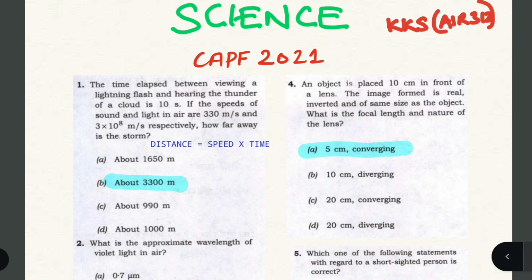So this question has been asked several times. The time lapse between viewing a lightning flash and hearing the thunder of a cloud is 10 seconds. So how far away the storm is? Here we will use the concept of distance is equal to speed into time. So the answer would be 3300 meter, as 330 meter per second is the speed of sound in the air. So the answer would be B.